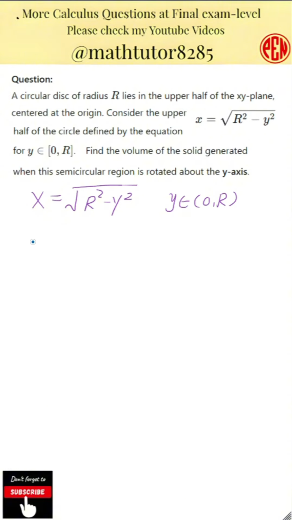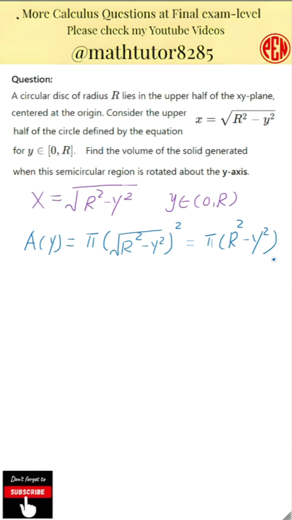Next step is the area of the cross-section. The area of each circular cross-section is pi times the radius squared. Since the radius is the square root of capital R squared minus y squared, squaring it gives capital R squared minus y squared. So, the area of the slice is pi times capital R squared minus y squared.